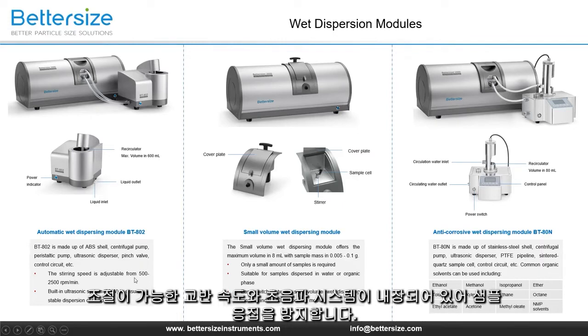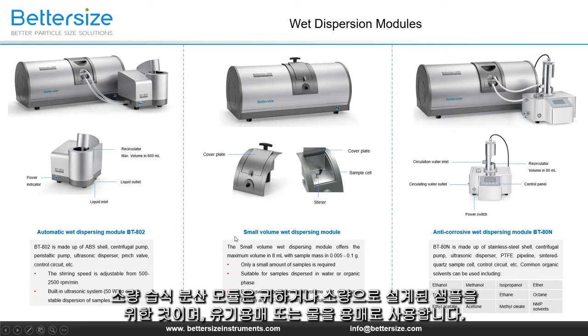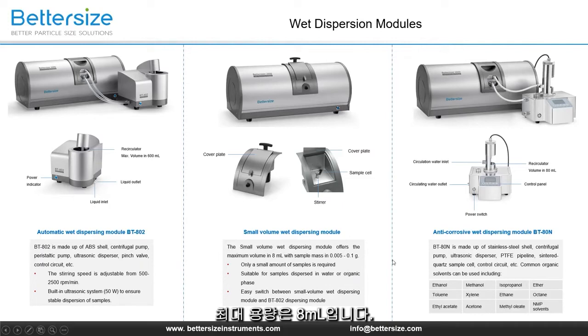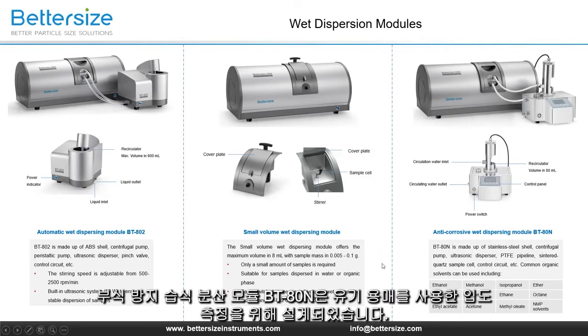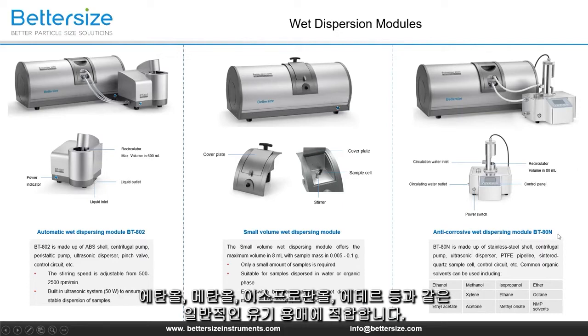It has user-adjustable stirring speed and a built-in ultrasonic system to prevent sample agglomerates. The small volume wet dispersing module is designed for valuable or small volume samples, where the medium is organic solvent or water. It offers a maximum volume of 8 ml. The anti-corrosive wet dispersing module BT80N is designed for particle size measurements with organic solvents as the medium. It is suitable for common organic solvents such as ethanol, methanol, isopropanol, ether, etc.